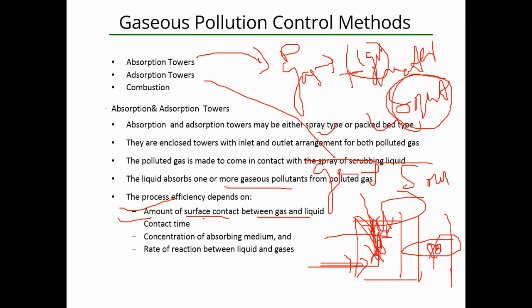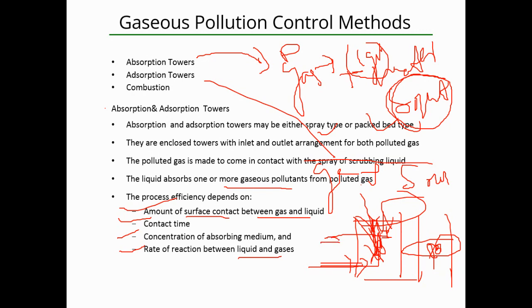Next is contact time, how long the gaseous particles can contact the liquid phase. Next is the concentration of the absorbing medium, what is the concentration of the particular pollutant gas in the gaseous pollutant. If there is less volume of pollutant gas, such as carbon dioxide or sulfur dioxide, then there is no need for excess liquid or excess solvent for the removal of the gaseous pollutant. Next, the rate of reaction between the liquid and gases.